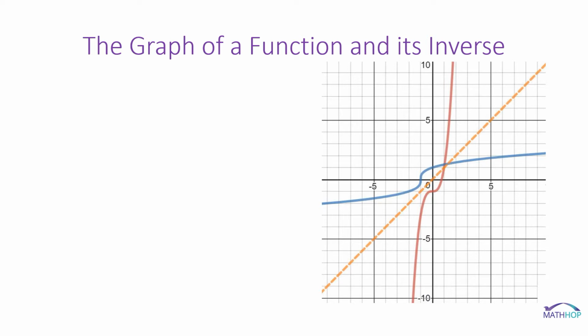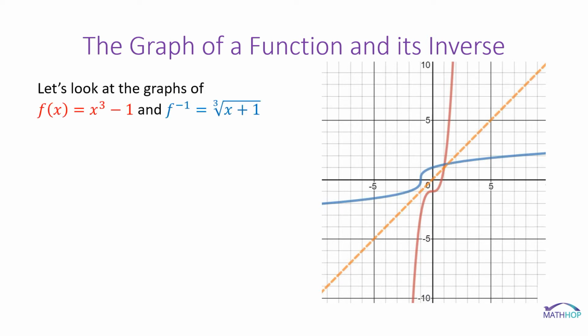So this is the graph of a function and its inverse, but not just any function. It's the functions we just looked at. So this is x cubed minus 1, and the inverse, the cube root of x plus 1. Okay, so let's label it. There's our original function, the cubic function, vertically shifted down 1. This is the cube root function. Looks kind of familiar. And there is our cube root function.